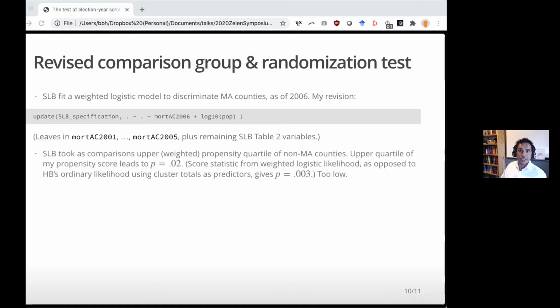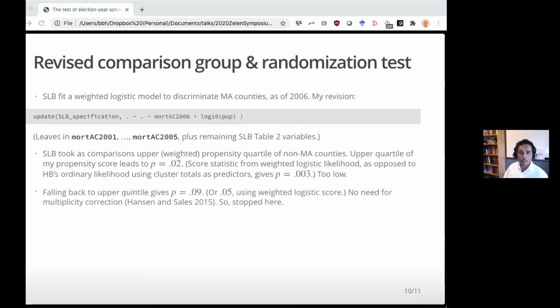SLB had, after fitting the propensity score model, taken as their comparison set all of the counties that fell in the upper quartile of counties outside of the state of Massachusetts. When I do that exact same thing using my propensity score, I wind up with an omnibus p-value of 0.02, which is better than what they got, but still not quite as good as we like to see. I have a parenthetical there about a variation of the test we published on that in some ways is better adapted to the modeling setup they had. And it similarly wanted to reject this. So I'm ruling that that's too low.